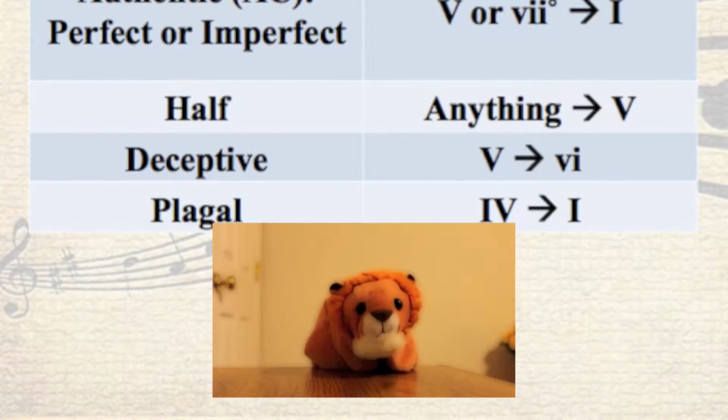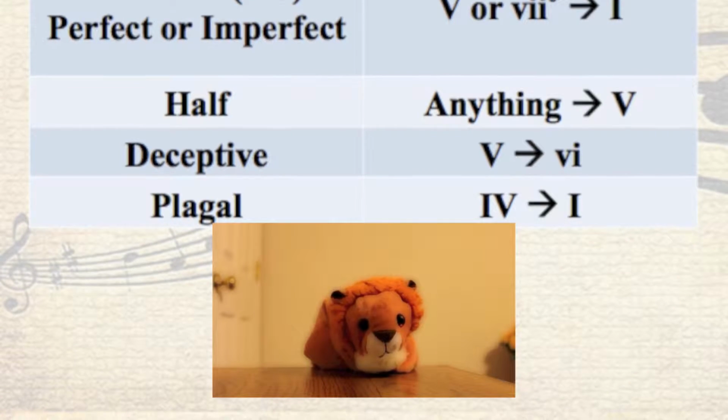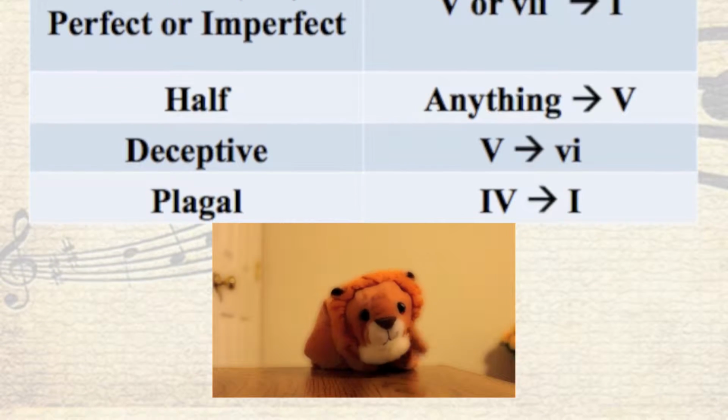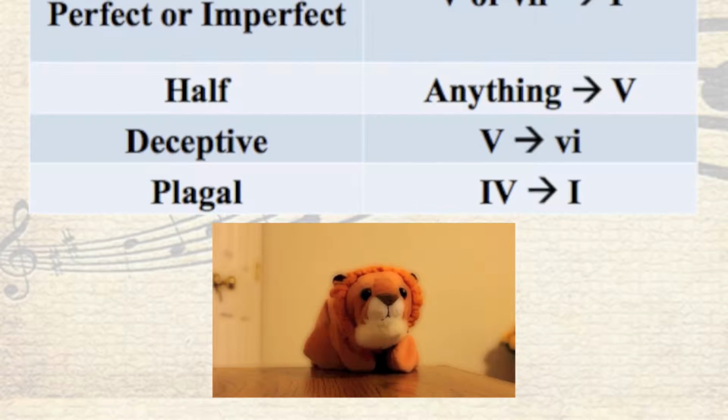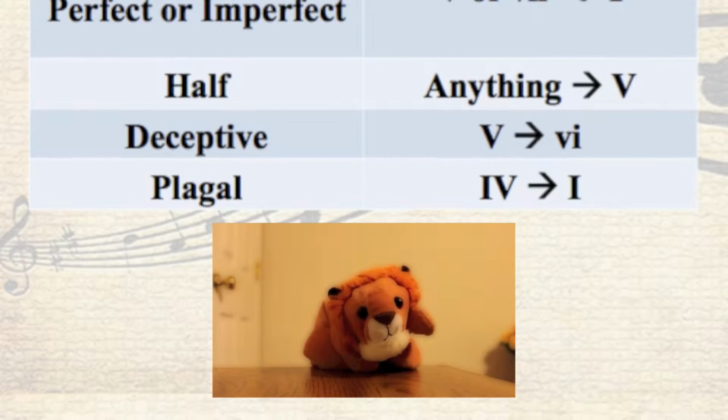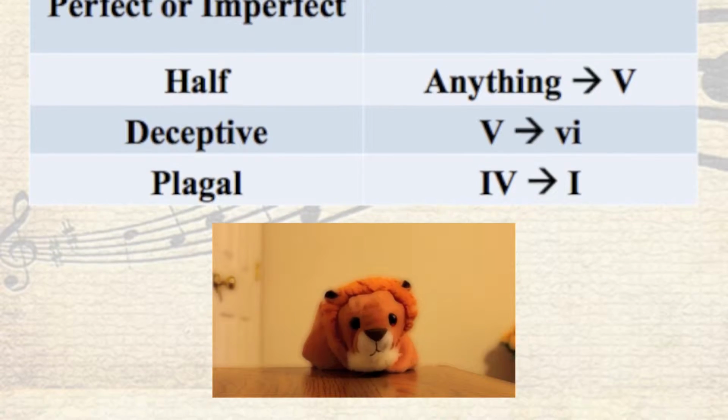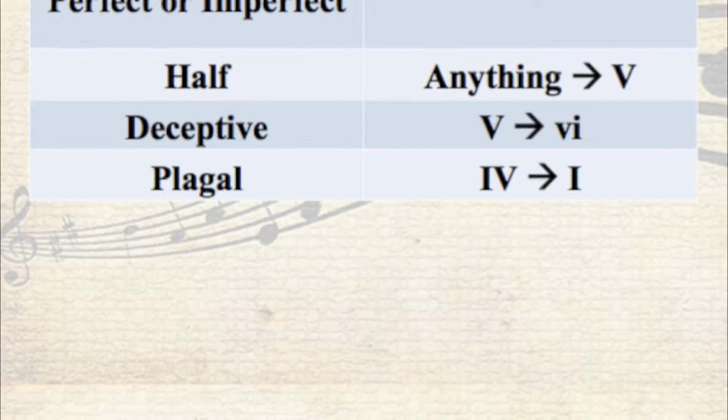Finally, although rare, you may also hear a deceptive cadence, with the chord progression 5 to 6. Listen for a somewhat jazzy texture, where you expect the piece to end in a 1 chord, but it deceives you, thus the name, with a deceptive 6 chord.